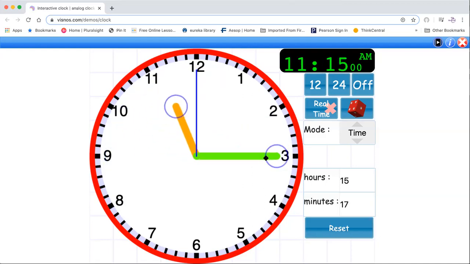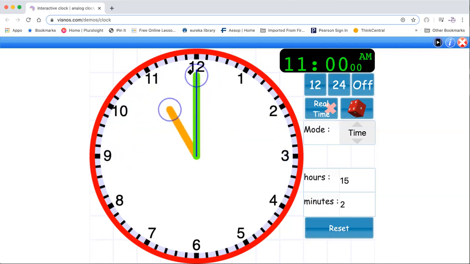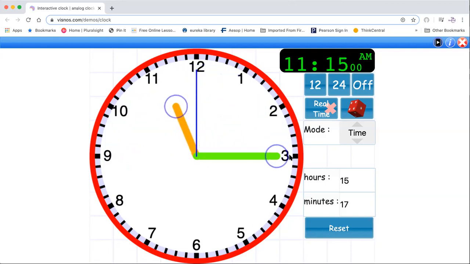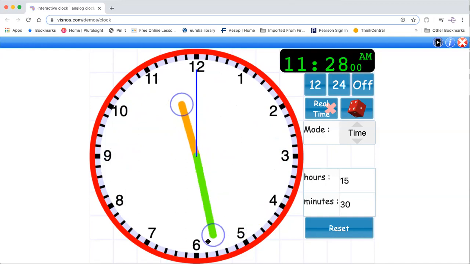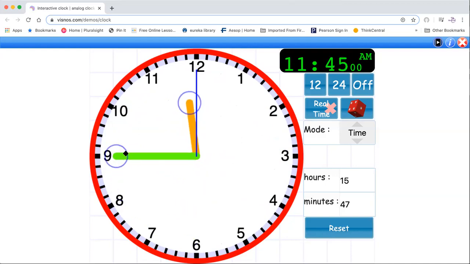So what time is this? We're not going to say 11:15. We're going to say quarter after 11. Because here it was 11 o'clock. Now we're going a quarter of the way around the clock. So it's going to be a quarter after 11. Here we have 11:30. And here we have quarter to the next hour, which is 12, quarter to 12, or 11:45.